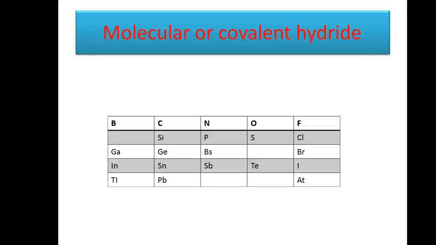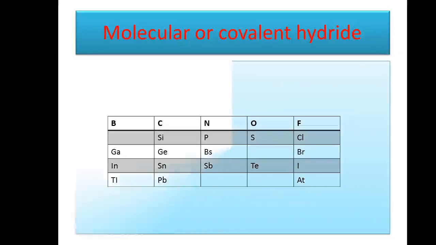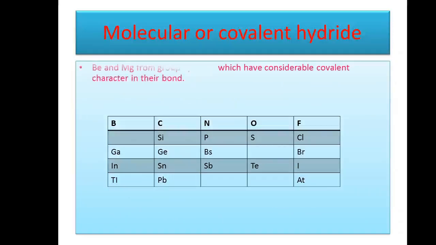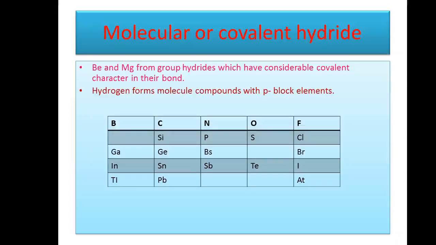The next is molecular or covalent hydride. In molecular or covalent hydrides, beryllium and magnesium form hydrides which have considerable covalent character in their bonds. Hydrogen forms molecular compounds with p-block elements. P-block elements boron, gallium, indium form covalent or molecular hydrides.